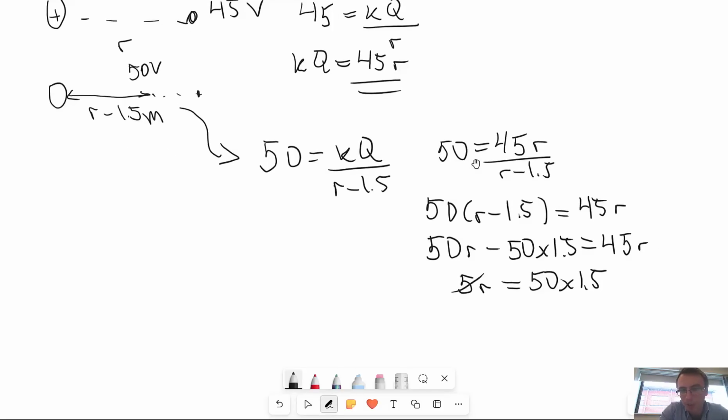And then we can cancel out this. So R will just be 10 times 1.5, which is just 15 meters. Now this corresponds to the correct answer being D.